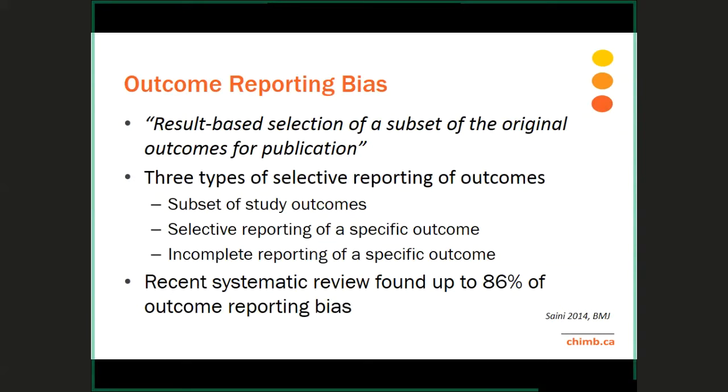Or incomplete reporting of a specific outcome. Again, that could be a similar example, really cherry picking what information you're going to present in the report. And a recent systematic review that was published in the BMJ in 2014 found that 86% of studies had some form of outcome reporting bias.